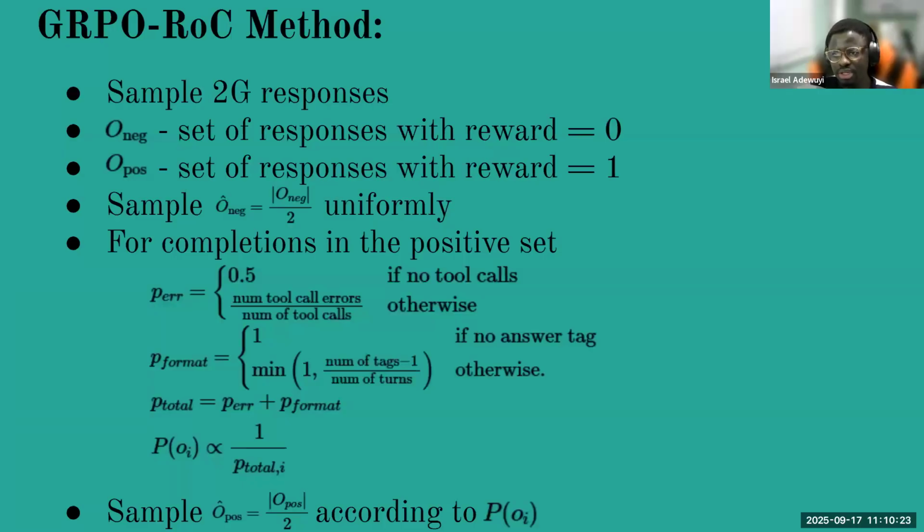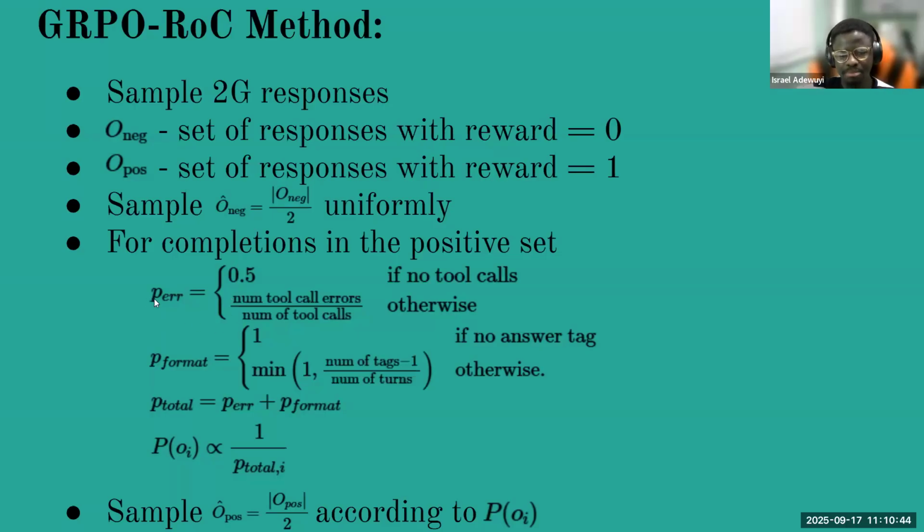So twice the number of usual responses, split it into two groups, the positive set and the negative set. For the negative set, sample half of the negative set uniformly. Then for the positive sets, they had two intermediate things you calculate.